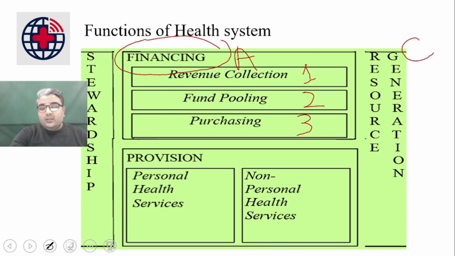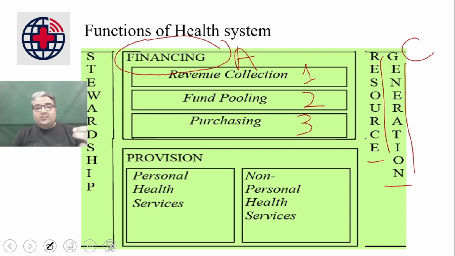Then number three, C, is resource generation. So how are the resources generated for the health system itself? So like I said, the most important function is financing. The second function is stewardship. The third is resource allocation, resource generation for the health system.